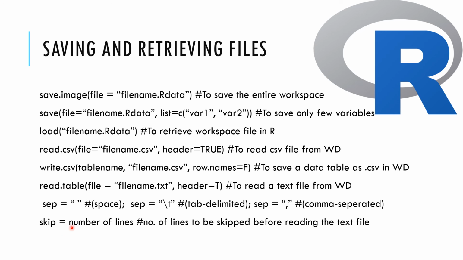Suppose you want to skip a few lines while reading this text file, then you can use this argument inside this and mention the number of lines that you want to skip. If you want to skip 10 lines, then it will skip the first 10 lines and then start reading.